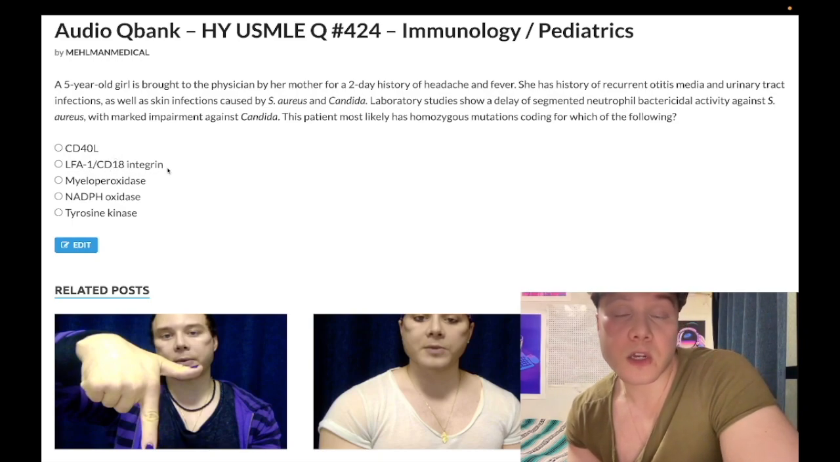Choice B, LFA1 CD18 integrin, wrong answer. This is leukocyte adhesion deficiency. This is going to be inability for leukocytes to diapedese, to leave the vessels. There's two factoids you need to know for USMLE. The first is the very buzzy delayed separation of the umbilical cord at birth. Many students rely on that as a crutch to get LAD questions, but very high yield, they're only going to mention that about 50% of the time.